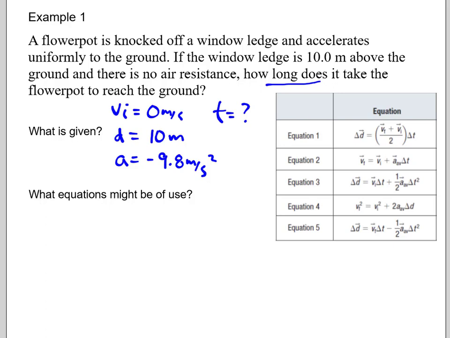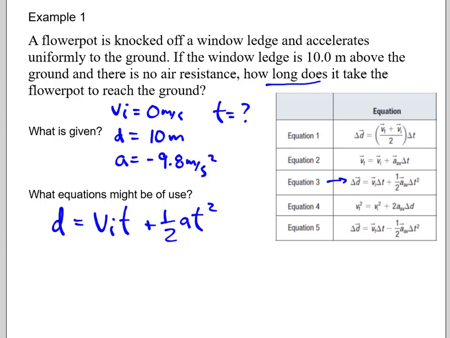So what equations might be useful for this one? So we're trying to find time. We have Vi, d, and a. Okay, so we don't need equation 2. We're not looking for final velocity yet. We want equation 3. We have a lot of those pieces, but it could get a little bit messy. But we're going to try it anyways. Let's go for equation 3.